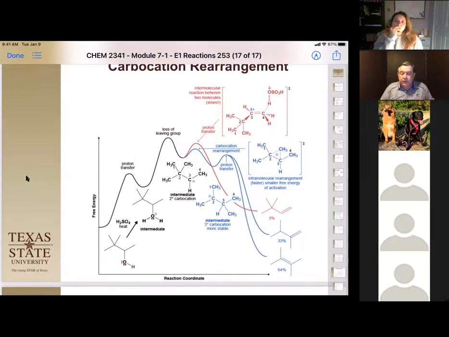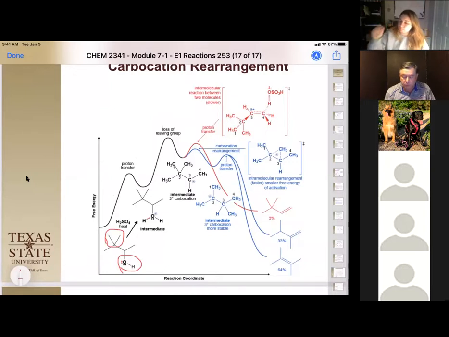So let's look at the coordinate diagram for a slightly different compound here. This compound has two methyl groups here, and it's got the one here. So what's the first thing that's going to happen? Well, we've got to protonate our alcohol. Once we protonate our alcohol, the first thing that happens is we form a carbocation. But what kind of carbocation do we form? We form a secondary carbocation.